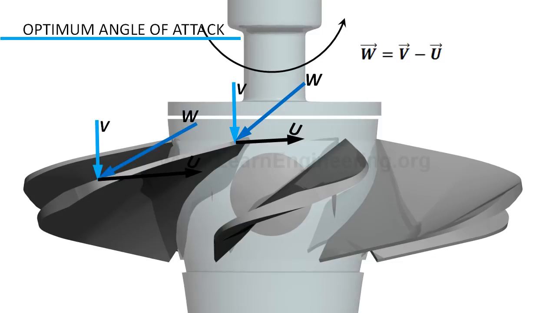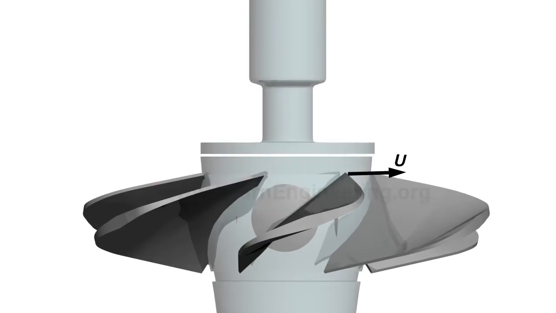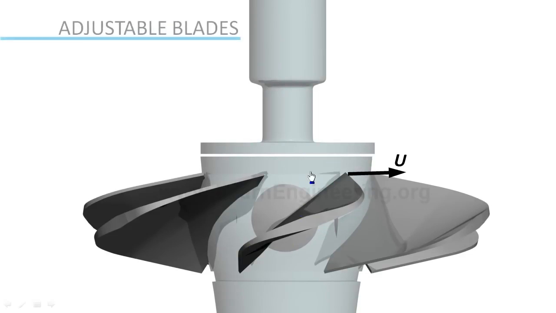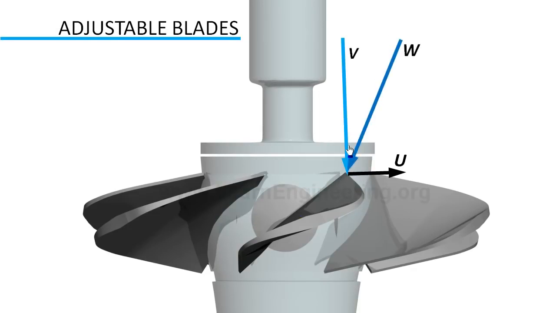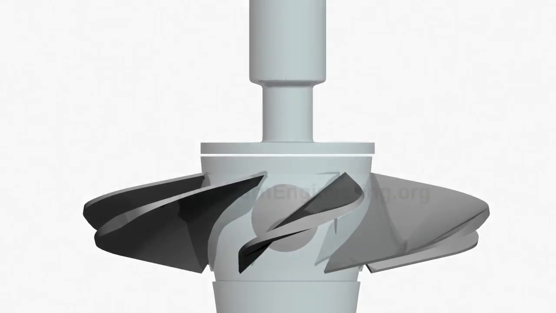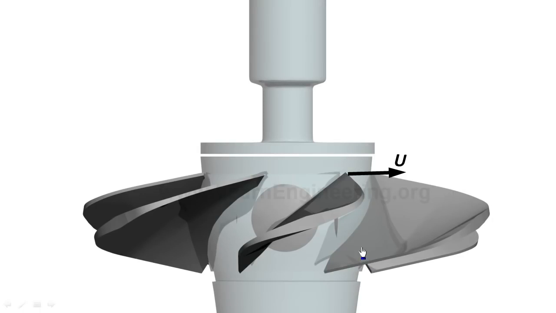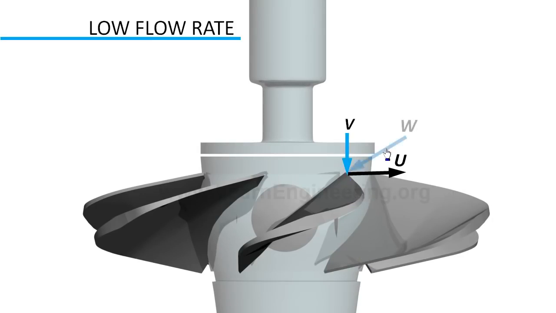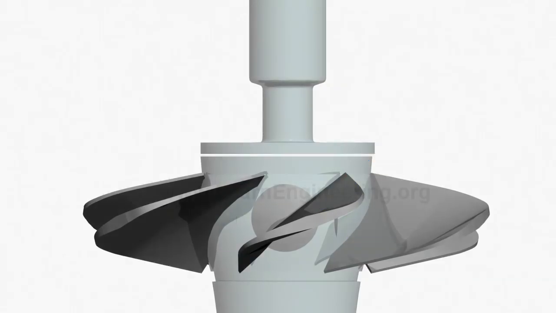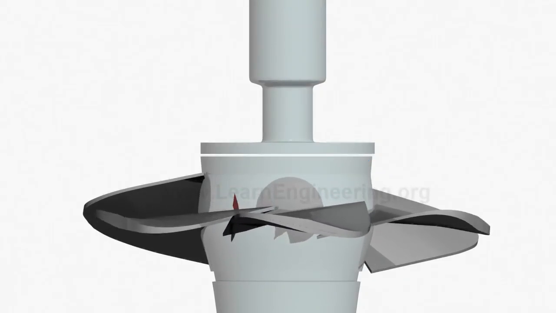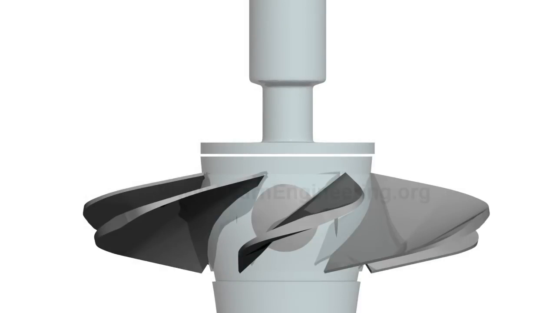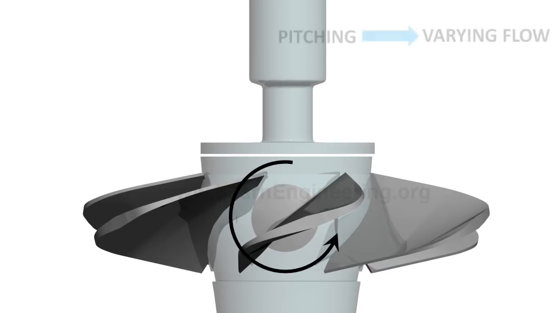With varying flow condition relative velocity will change drastically. Kaplan turbine blades are adjustable. When flow rate is high, relative velocity of flow will be more axial, so blade should pitch vertically. If flow rate is low, relative velocity of flow is more tangential, so blades are pitched in tangential direction. In short, pitching action of blade makes sure that blade is still in optimum angle of attack, even under varying flow.